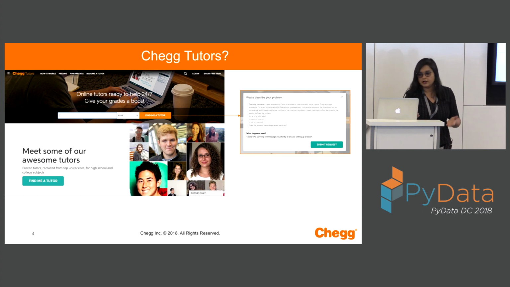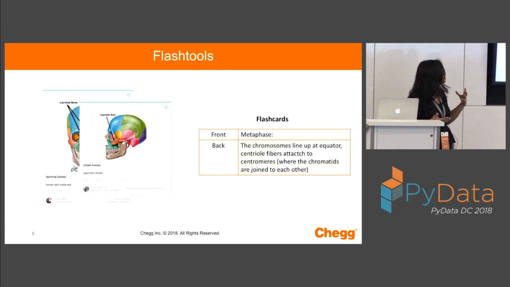Another product we have is Flash Tools. As the name suggests, these are flashcards. This is a company we acquired recently. Some of you might have used Quizlet, which has a lot of flashcards. This is similar. The idea here is, again, you go and type in a term that you're trying to learn. What is metaphase? Then you can either create your own cards, but there are also cards that already exist. A lot of students prefer to find existing cards to study for their exams, and it has a wide range of subjects.